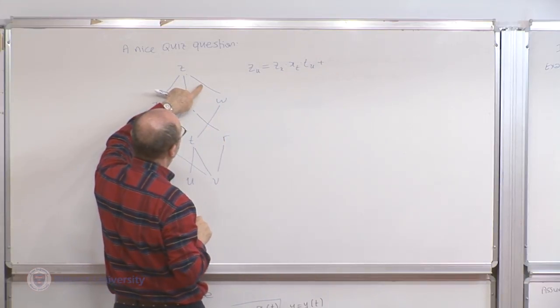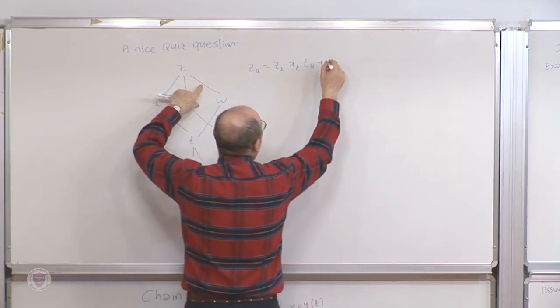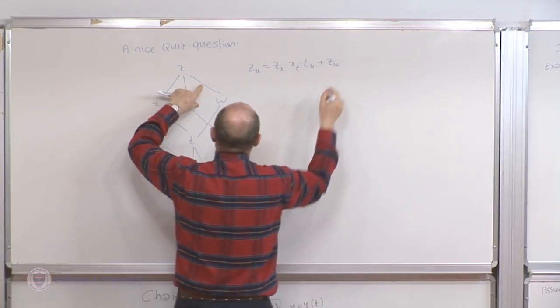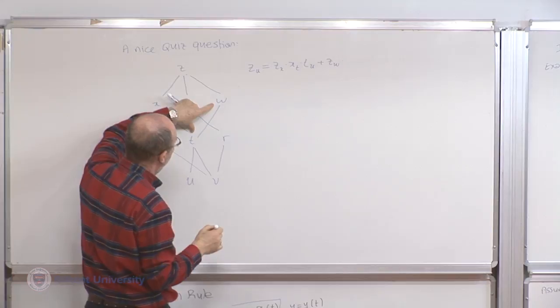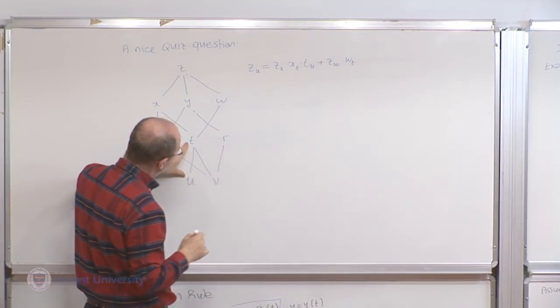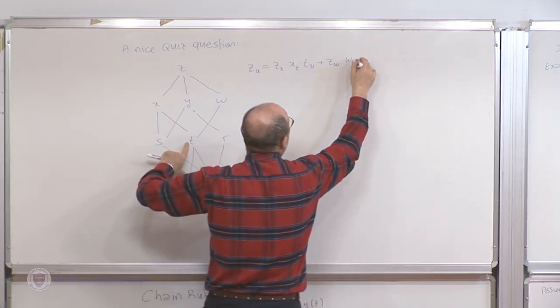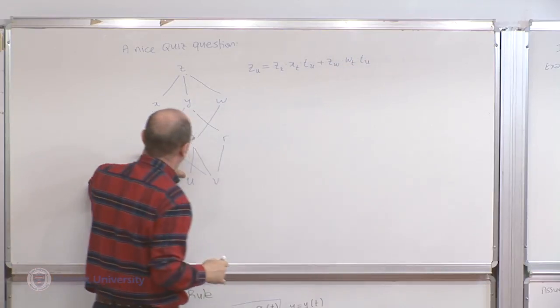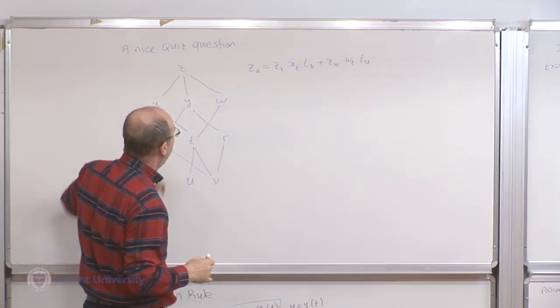So plus derivative, I see this one. This one is derivative of Z with respect to W. This one is derivative of W with respect to T. And this is derivative of T with respect to U. Okay. So there is no other path.